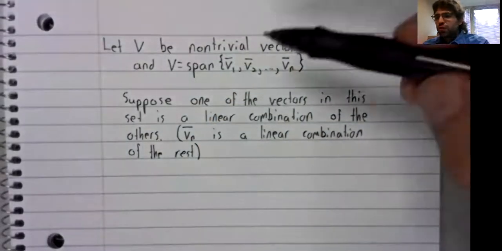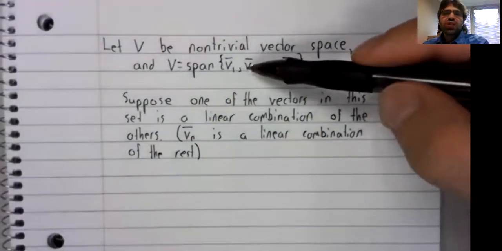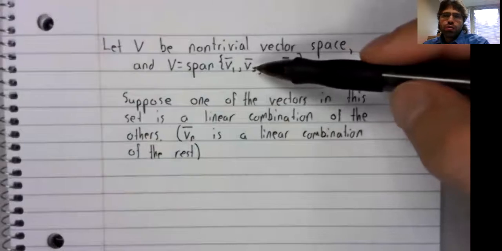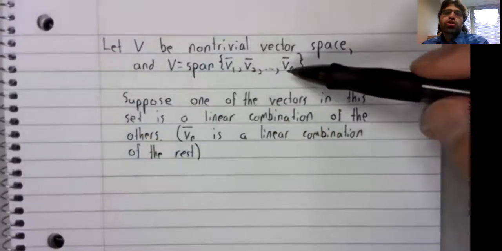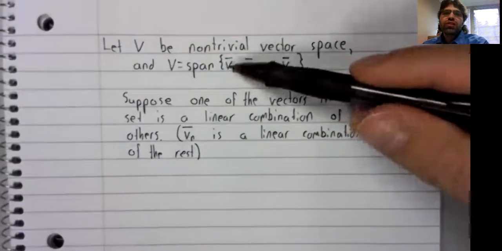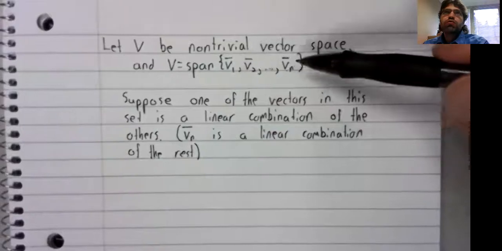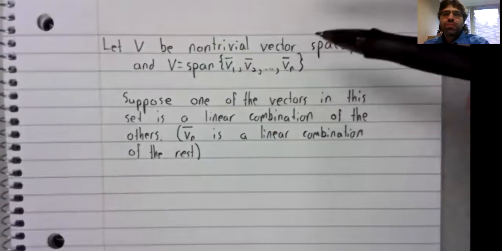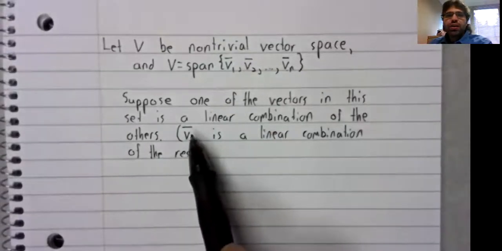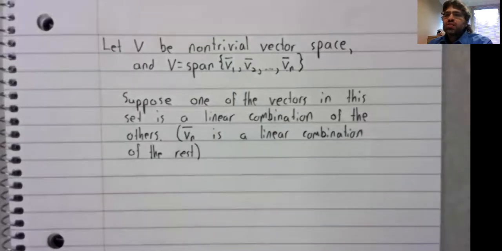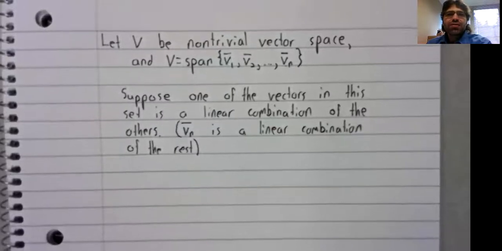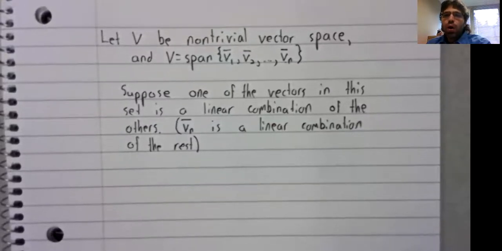But remember that sets are unordered. I mean, we can choose which of these vectors we write last. So the assumption that we're looking at the last vector is not really an assumption at all. Any vector can be the last vector if we want it to.